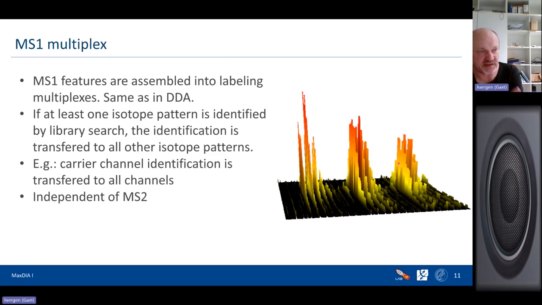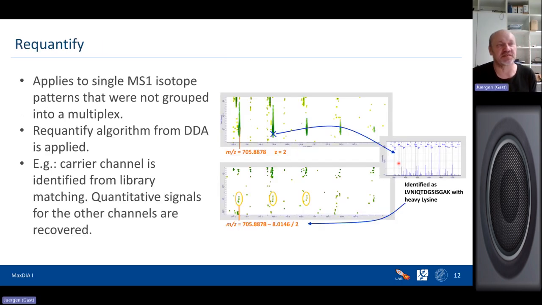Still, the restriction is that these features have been identified as 3D isotope patterns in the MS1 data. So you might still miss some of the signal in certain channels. This you will get now with the so-called requantify algorithm, which is exactly the same as we also used in DDA data.